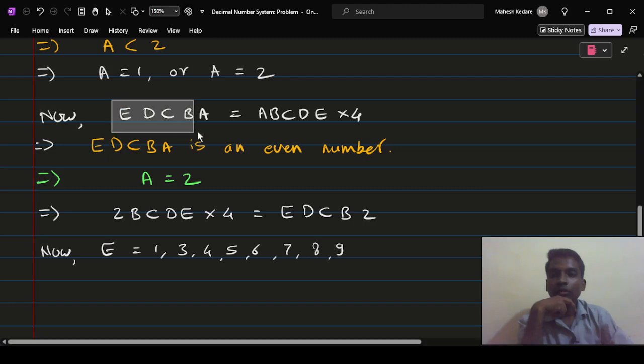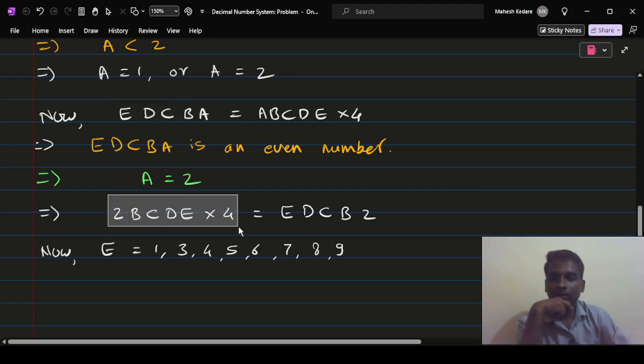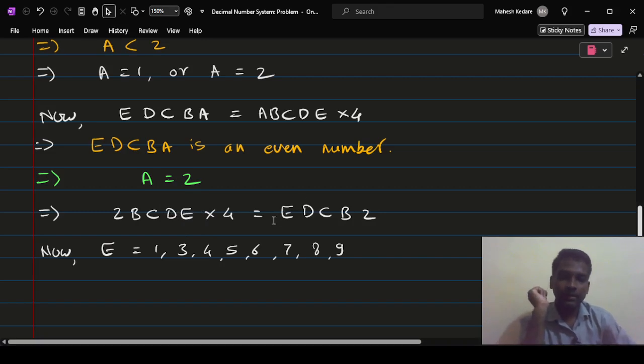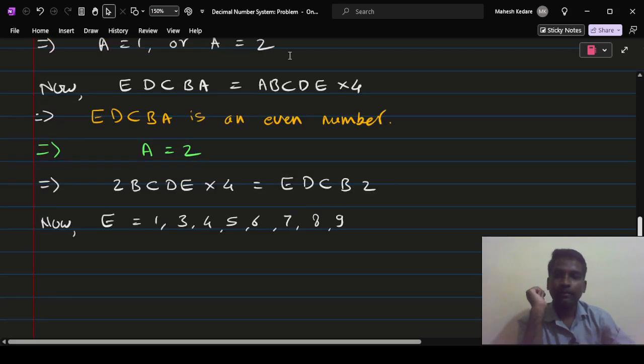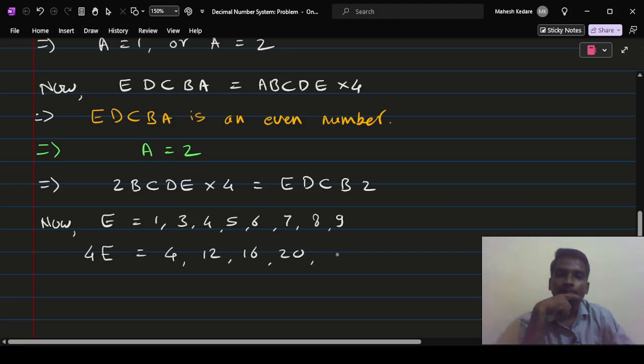So we have only these choices for the number E. In multiplying this whole number by 4, we first start with multiplication of the unit digit, and then we move to the digit next to it, and so on. That is the basic procedure we follow in multiplying numbers. So let's write the result of multiplying E by 4. When we multiply E by 4, the possible values are 4, 12, 16, 20, 24, 28, 32 and 36.